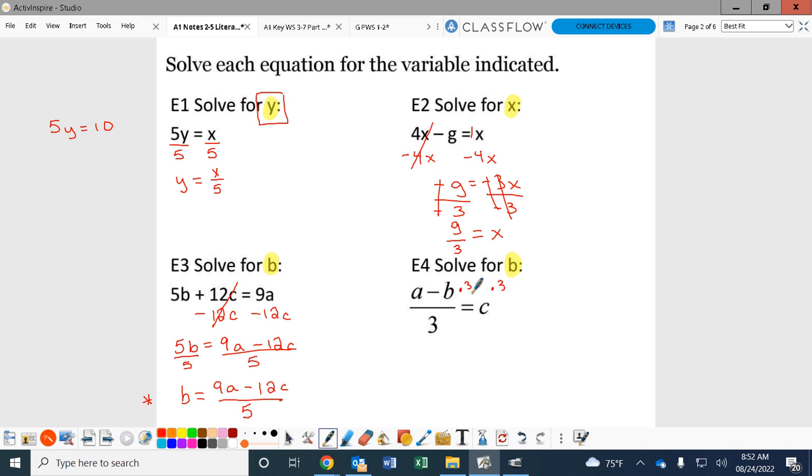That's gonna cancel out. We get a minus b is equal to, guys, when you multiply a number times a variable, all you do is write them together. The number goes in front and you write it as 3c. That's it.